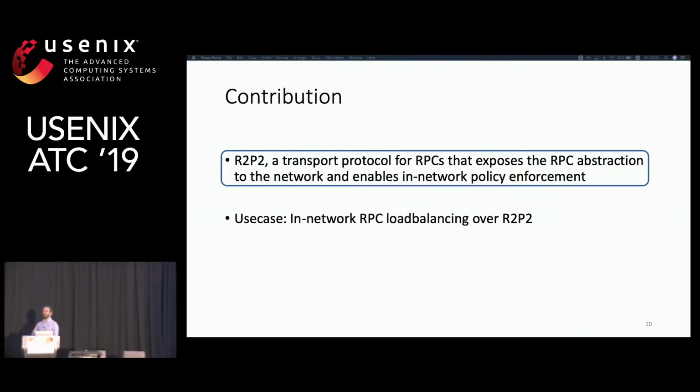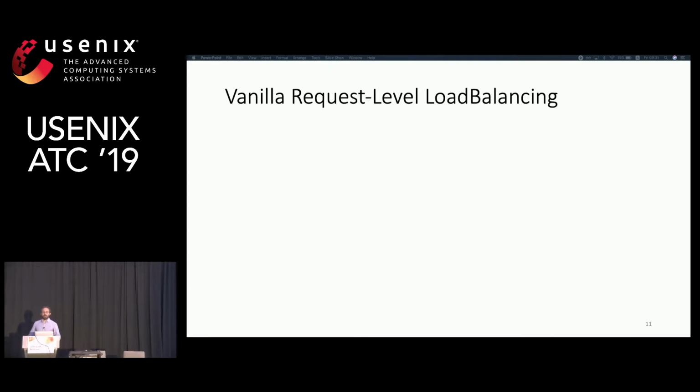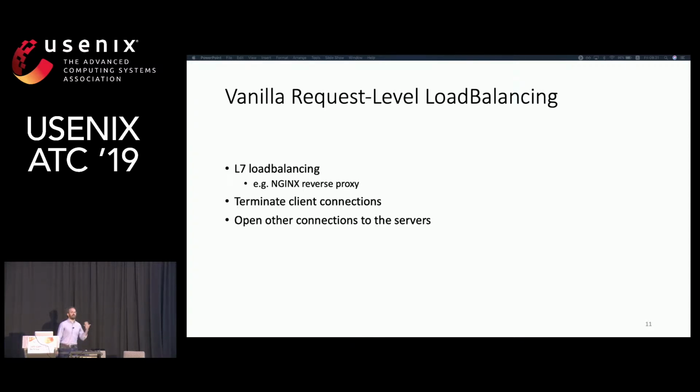So once we established this abstraction, we started thinking, what can we do with this? And the first use case that came to mind is request-level load balancing. So let's take a look. How can we do request-level load balancing with existing technologies? What you could do today is deploy something like a reverse proxy, NGINX, or Envoy, etc. And this reverse proxy would have to terminate client connections and open other connections to the server.